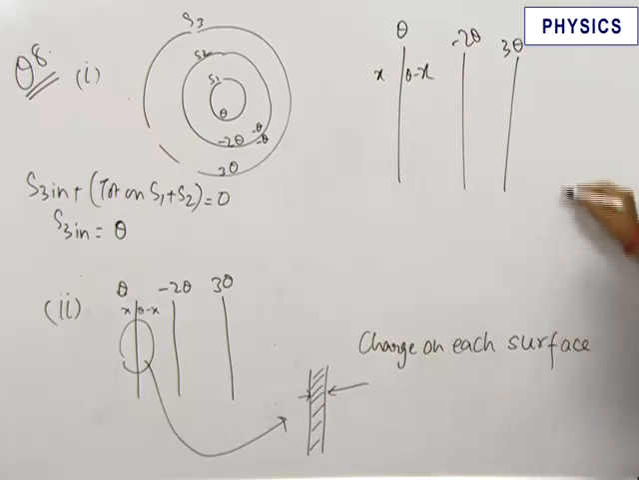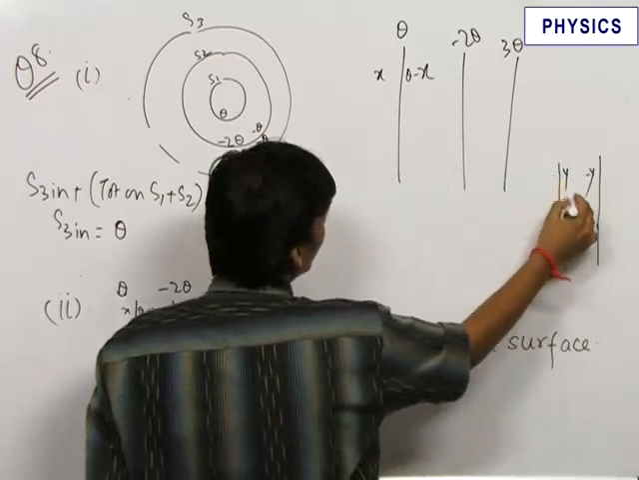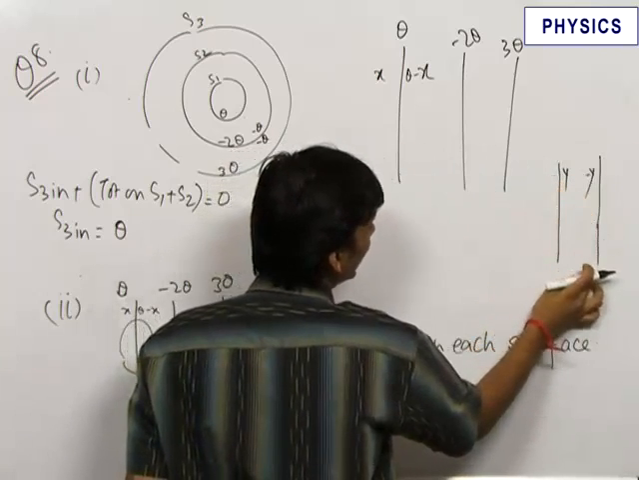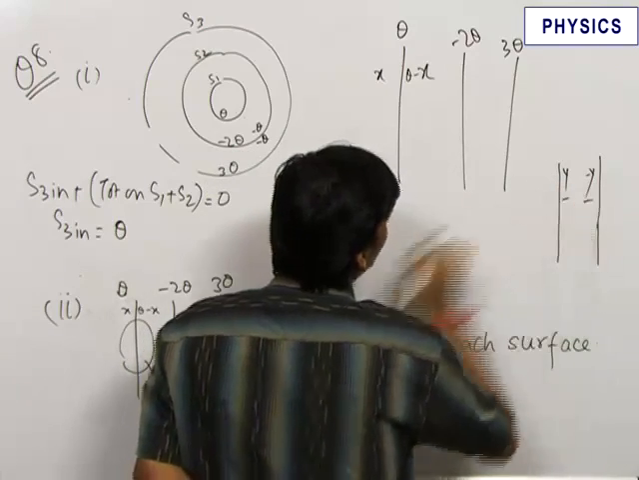Now, if we have two plates which are close to each other, then I claim that if the charge on this surface is y, the charge on this surface has to be minus y. This is a very important deduction. You should always remember this. Whenever there are two adjacent plates, then on the adjacent surfaces, the charge will be opposite of each other.